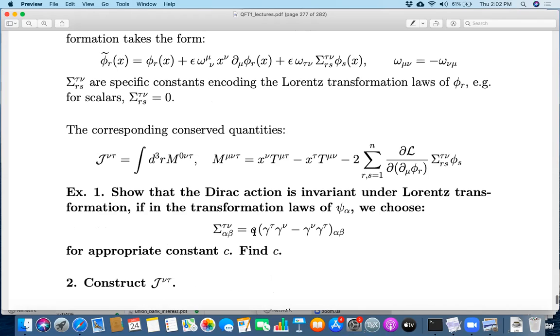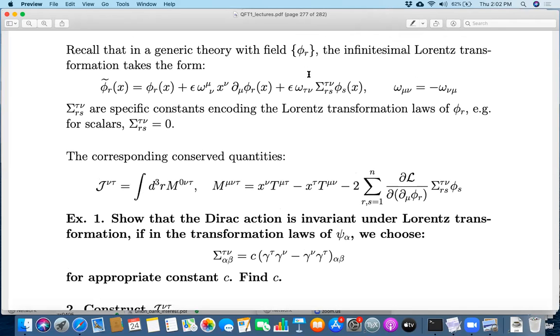here. And the claim is that for an appropriate choice of this constant C, this is what leaves the action unchanged, invariant. So sigma tau nu alpha beta is given by C times gamma tau gamma nu minus gamma nu gamma tau alpha beta. This is a matrix product. So your task is to find this constant C. And the way you will find this constant C is simply by demanding that the action remains unchanged when you make this transformation, as given here. So is this statement clear to everybody?